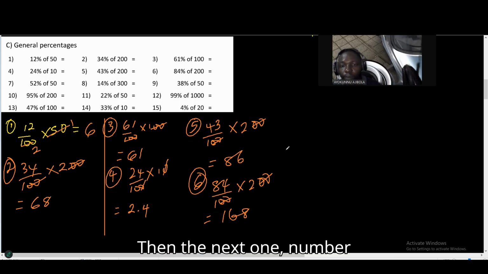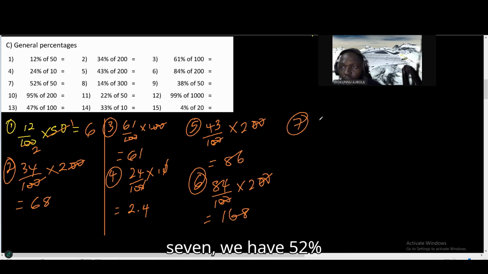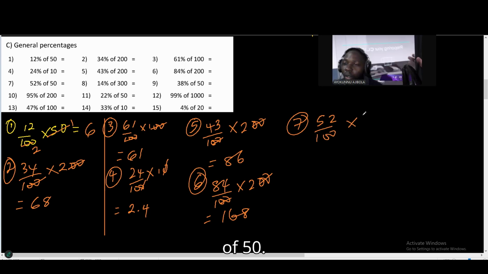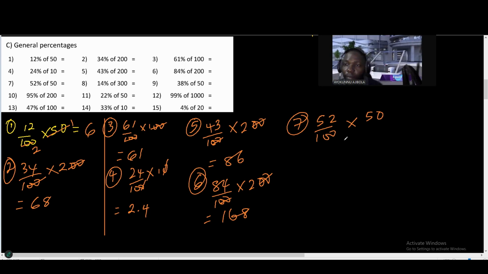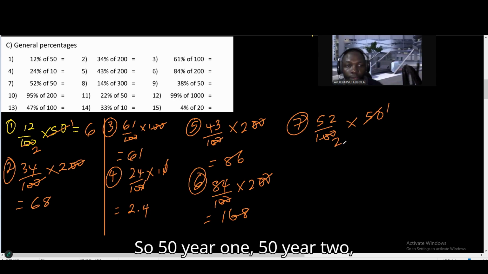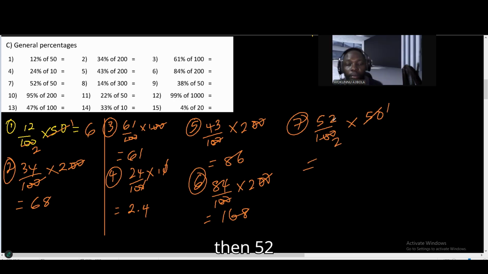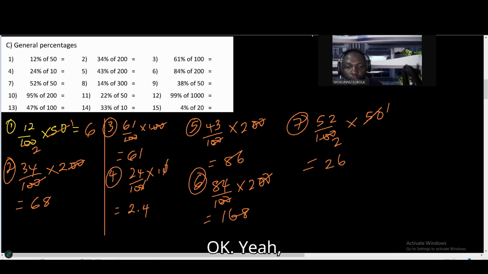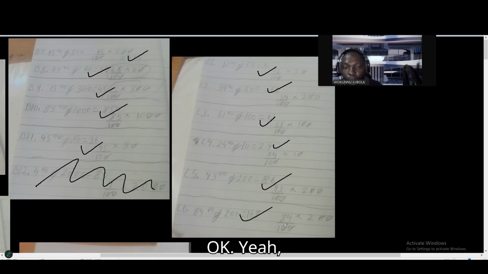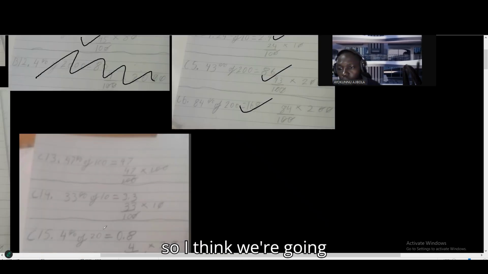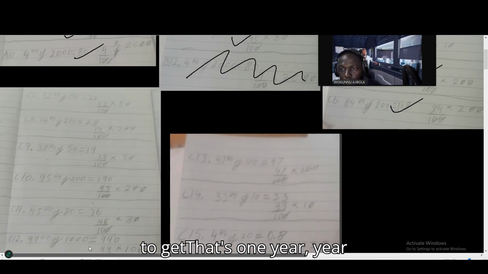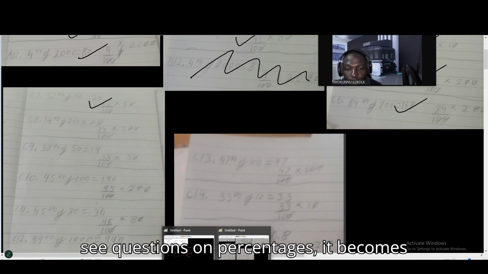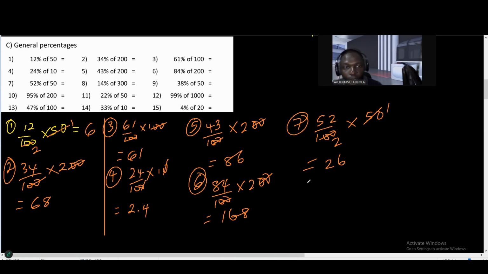Then the next one, number 7, we have 52% of 50. So 50 here 1, 50 here 2, then 52 divided by 2 gives us 26, okay? Yeah, so I think you can get that one here. Yeah, 26. So whenever you see questions on percentages, it becomes easy, right?